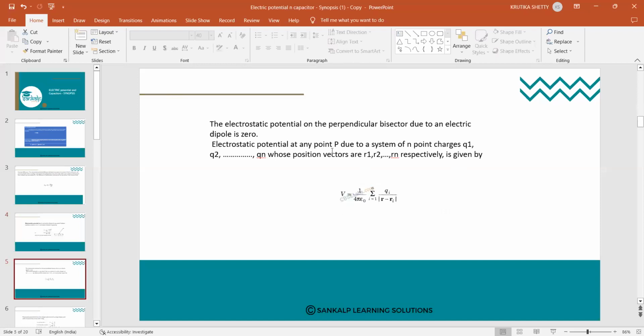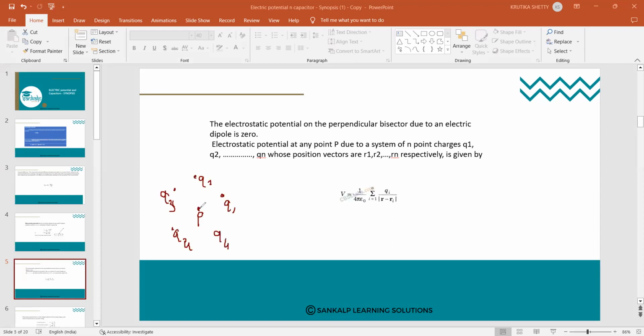Then the electric potential for a system of charges. I'll explain that derivation. Electrostatic potential at any point P due to a system of n charges is given by the following. We consider the point P, and this point P is surrounded by the charges Q1, Q2, Q3, then Q4, like this up to n charges.